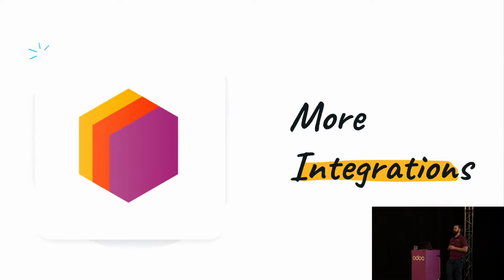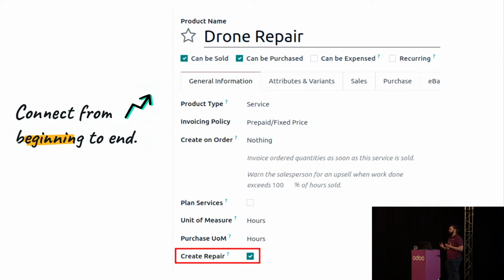For example, the first thing you're going to see here is we are connected more with the front end and the back end. So this screen is the product form view. In this case, I have a product type of service, and you have a new Boolean called create repair. Essentially what this means is before, you created the quotation after the repair. You perform the repair, create the quotation if you wish, but now we have it directly from the beginning. You issue a sales order, and it will create a repair, just like if we were to create a task or a project.